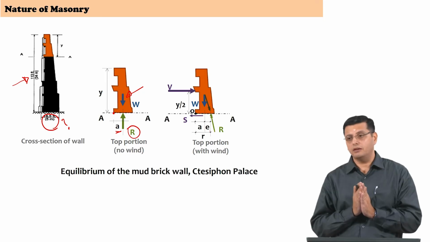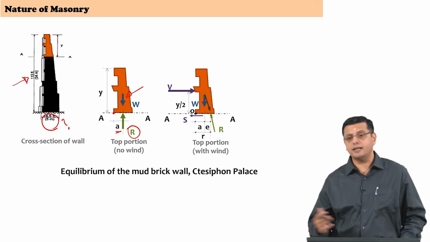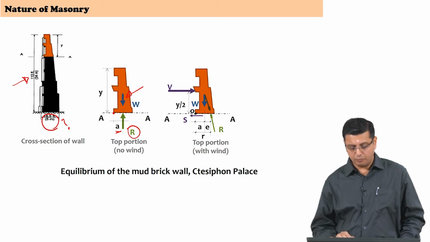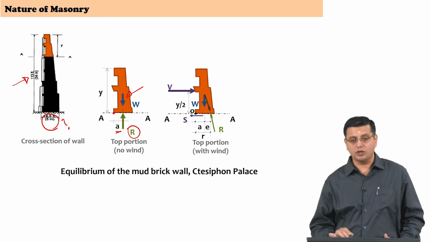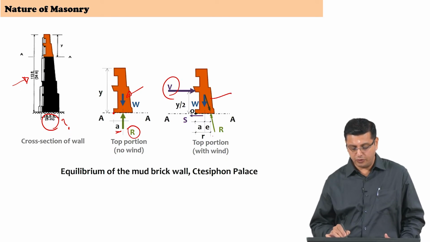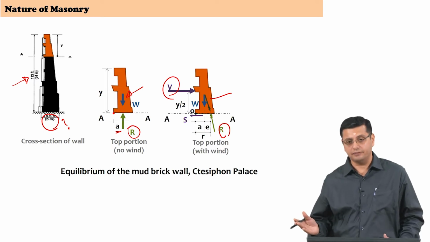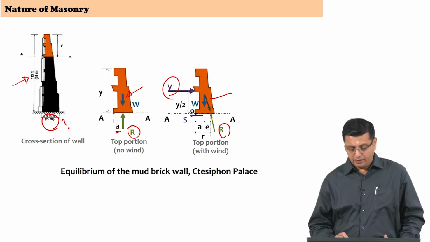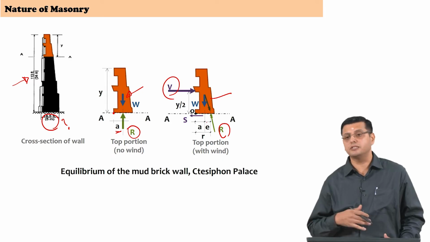So, the wall is standing against wind, you have the windward side and the leeward side. Point O is on the windward side. Due to a combination of the wind force V and the gravity force W, the resultant now is shifting towards the leeward side. Of course, now there is an eccentricity of the resultant with respect to the cross section.